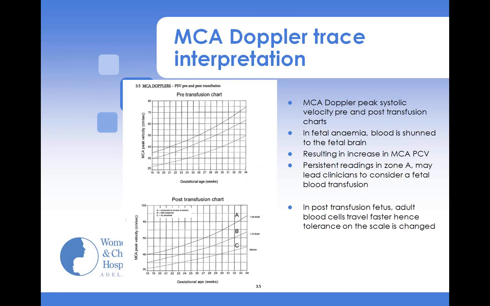If a blood transfusion was to take place, post-transfusion, the fetus now has adult blood cells, which are smaller than fetal blood cells, so they naturally travel faster. So the tolerance on the scale changes, and the peak systolic velocity is allowed to be slightly faster. But we still monitor post-transfusion babies, to make sure they're not becoming anemic again, I guess.